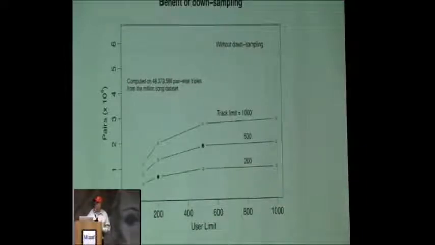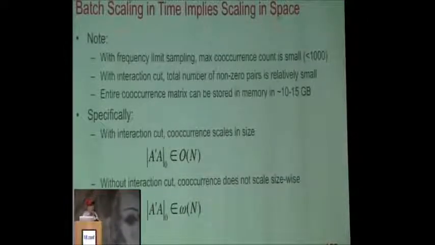And you can see that the effect of the interaction cut has little effect on the computation speed for a particular frequency limit. Now, the batch scaling in time, the fact that the batch algorithm takes order n time, implies that the co-occurrence matrix that it produces is limited to order n in space, because it doesn't have time to do anything more than that. And that means we can put very tight bounds with this downsampling on the size of that co-occurrence matrix. This is the zero norm, so it's just the sum of all the non-zeros. But we can do more than that.